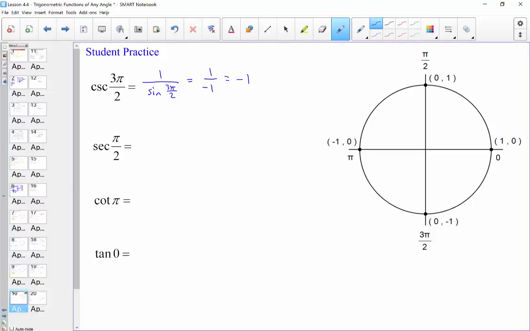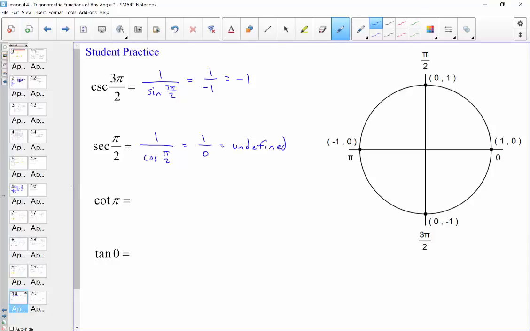Next we have the secant of pi over 2, which equals 1 over the cosine of pi over 2. The cosine of pi over 2 is 0 because that is the x-coordinate where pi over 2 intersects the unit circle. Hence we have 1 over 0, which is undefined because anything divided by 0 is undefined.